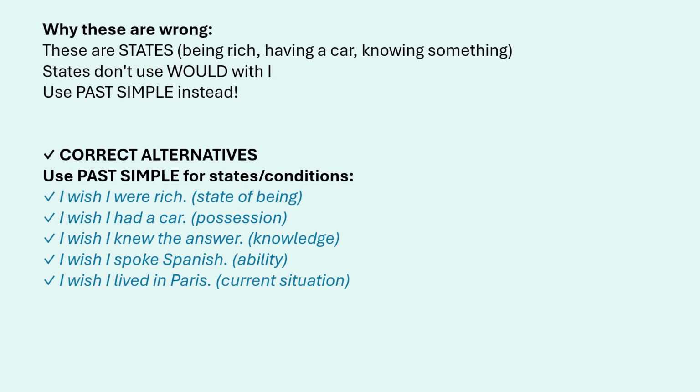Why are these wrong? These are states. Being rich, having a car, knowing something. States don't use would with I. Use past simple instead. Correct alternatives.